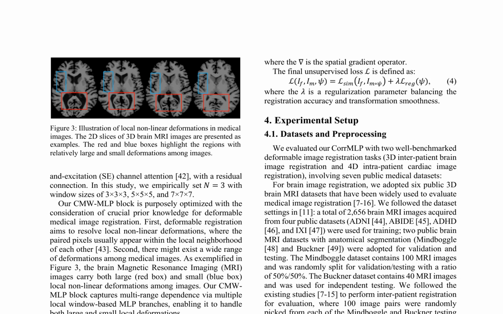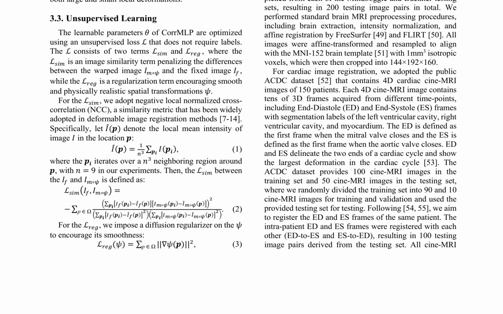The CorrMLP model is a novel MLP-based coarse-to-fine registration network designed for deformable medical image registration. It leverages a correlation-aware multi-window multi-layer perceptron (CMW-MLP) block, which captures long-range dependencies in a hierarchical manner, and integrates it into a novel coarse-to-fine registration architecture that considers both image-level and step-level correlations. The model is optimized using an unsupervised loss function comprising an image similarity term and a regularization term, encouraging smooth and physically realistic spatial transformations.